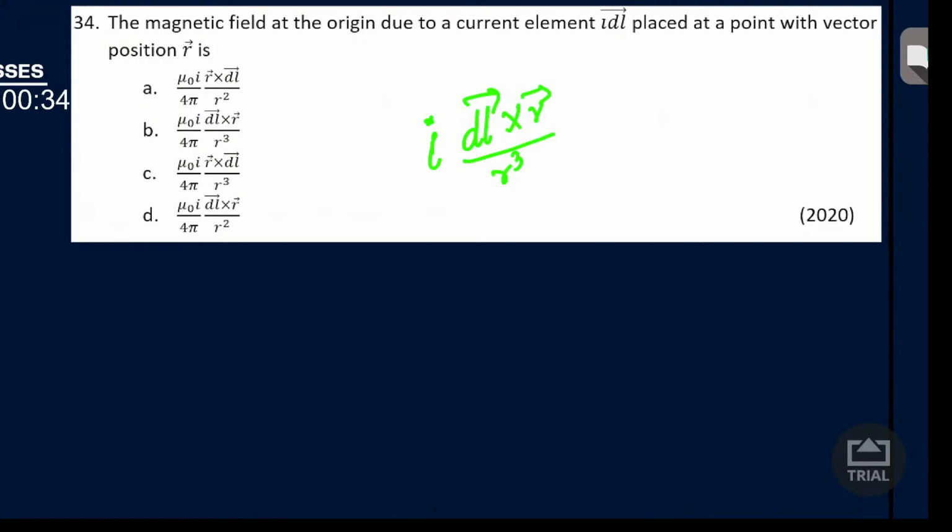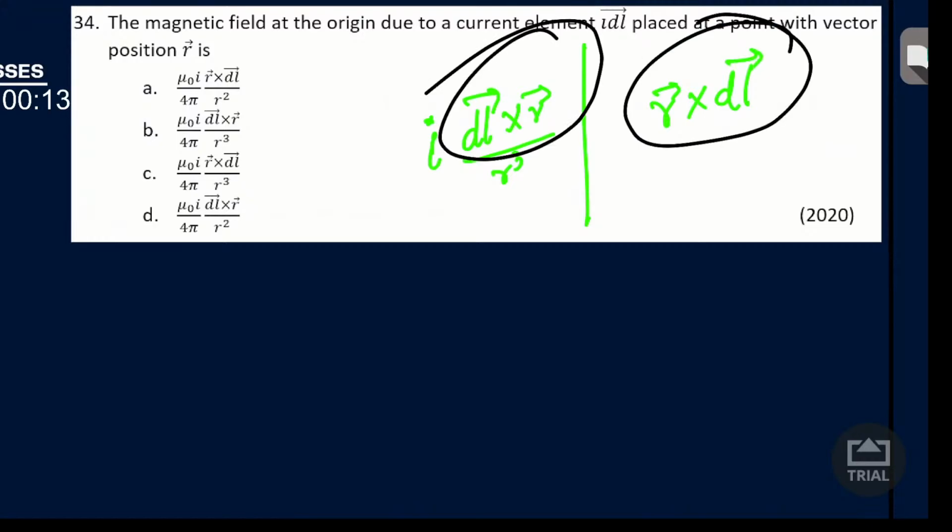Clear everyone? What is the answer? Soumya. Hi Soumya ma'am. Correct. Got it everybody? Devika ma'am, how C? Now, will it be DL cross R or R cross DL? Tell me. Let's see how many students are having confusion here. See, when you're learning a formula, go through it very properly. Is it DL cross R or R cross DL? Check it and tell me.